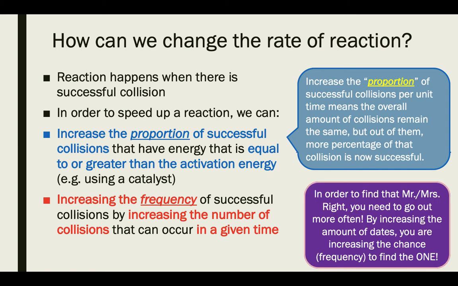So comparing these two, if we are to use the human analogy, the first one is kind of like you go on the same amount of dates, but somehow something clicks and you just meet more people that are suitable for you. But that's not likely to happen for human beings, right? Like the percentage is most likely to be the same. So in order to find the right one, you probably need to go out more often. So by increasing the amount of dates, you are increasing the chance, aka frequency, for particles to find the right one.